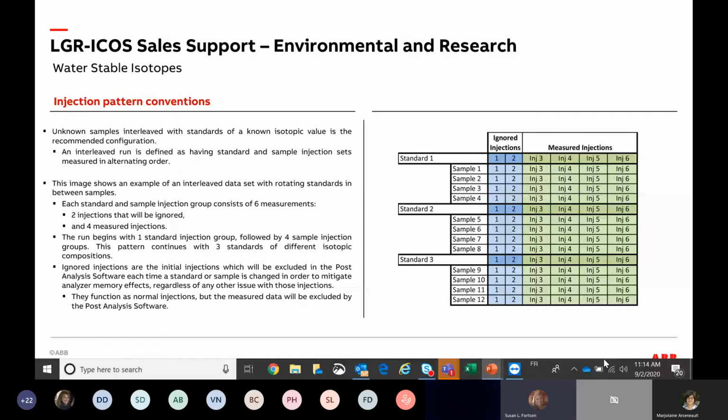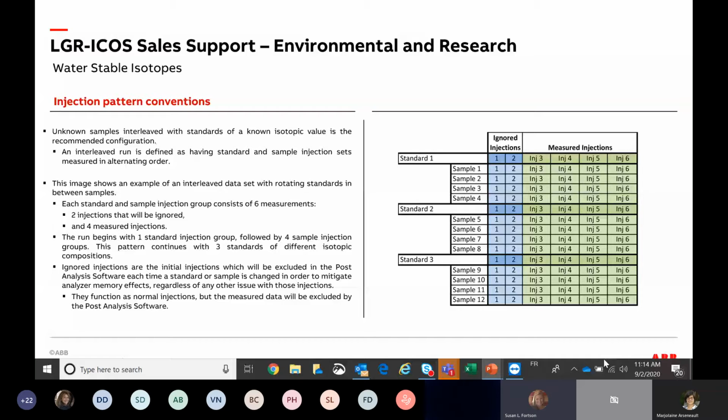You'll notice that each standard and sample injection group consists of 6 measurements. The first 2 injections, which you'll see in blue, will be ignored. And then the following 4 measurements will be averaged. Those are the green ones you'll see in the first column. The run begins with 1 standard injection group, then followed by 4 sample injection groups.